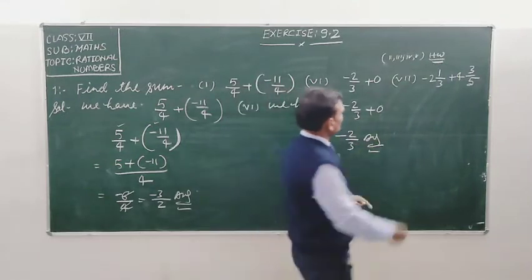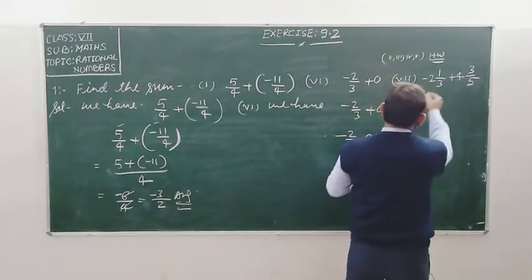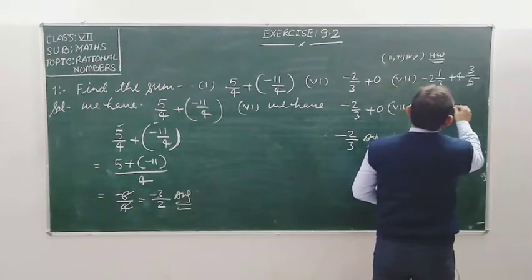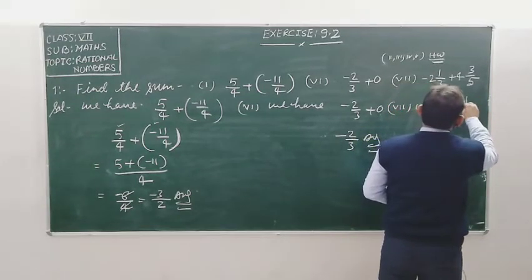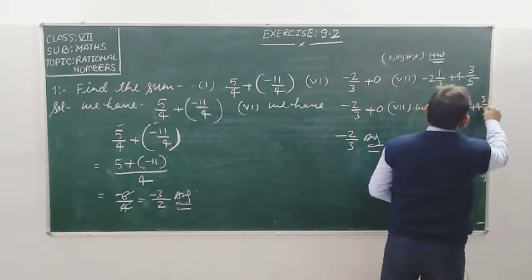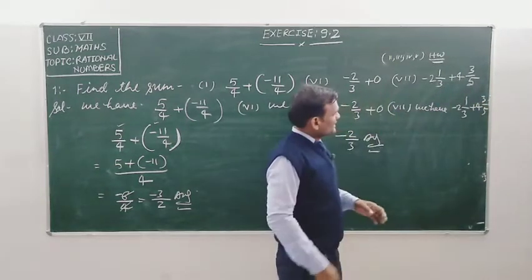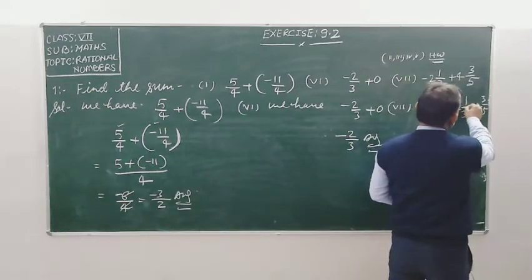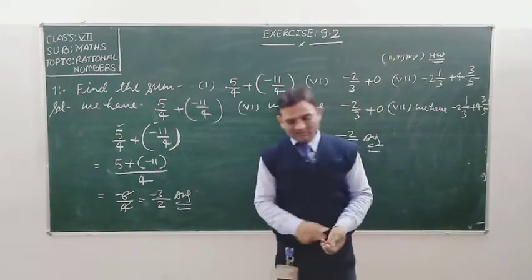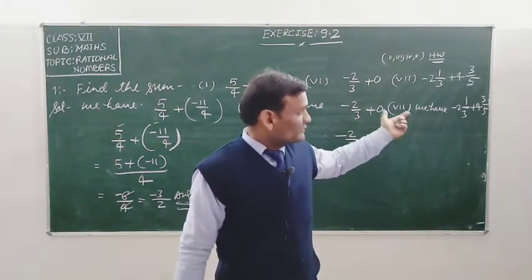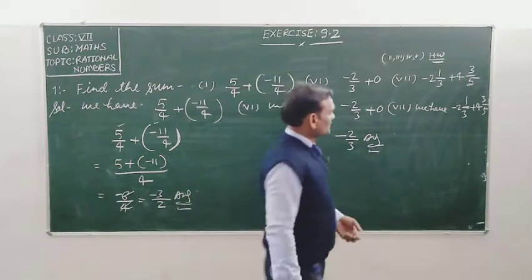So come to the last part, student, that is the seventh part. Minus 2 whole 1 upon 3 plus 4 whole 3 upon 5. Here in this question we need to add two rational numbers, but both numbers are given in the form of mixed fractions. So firstly we make the improper fraction. How, student?